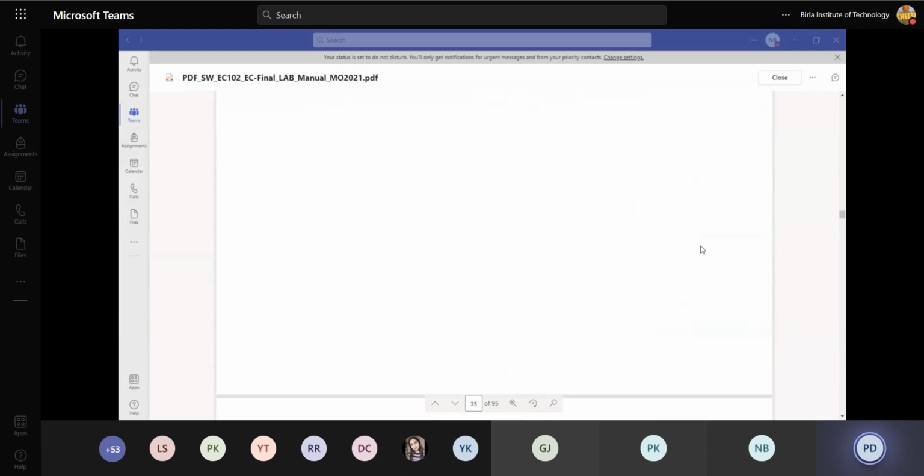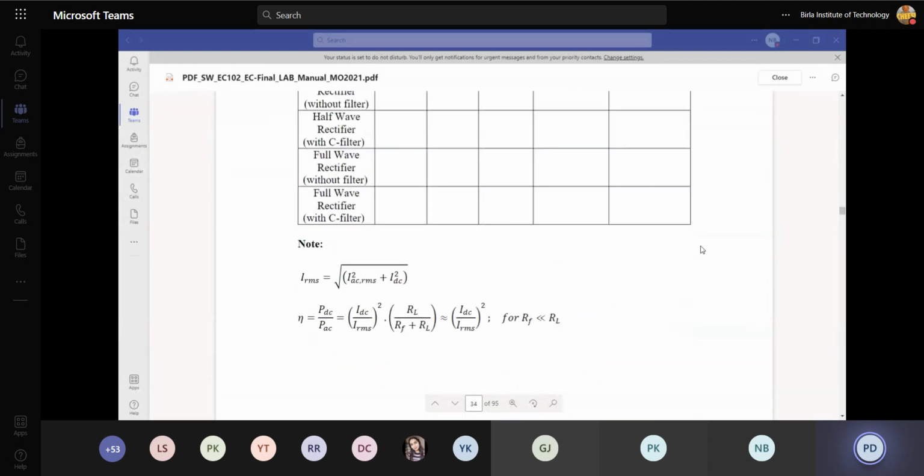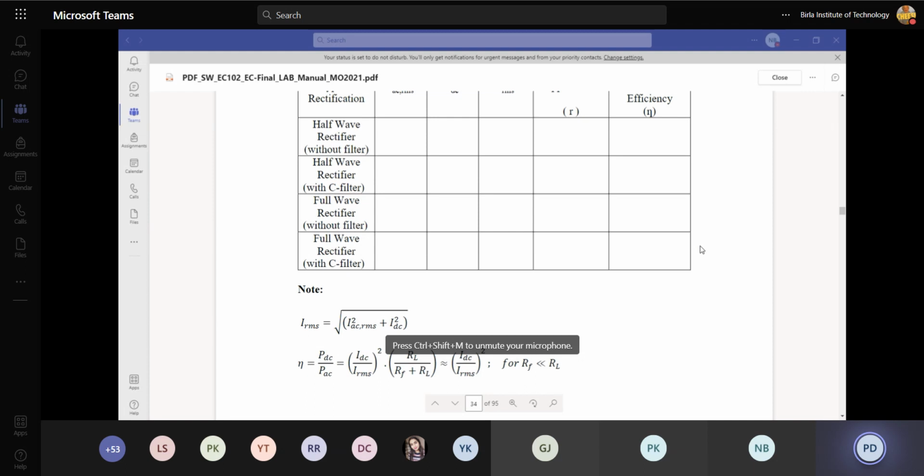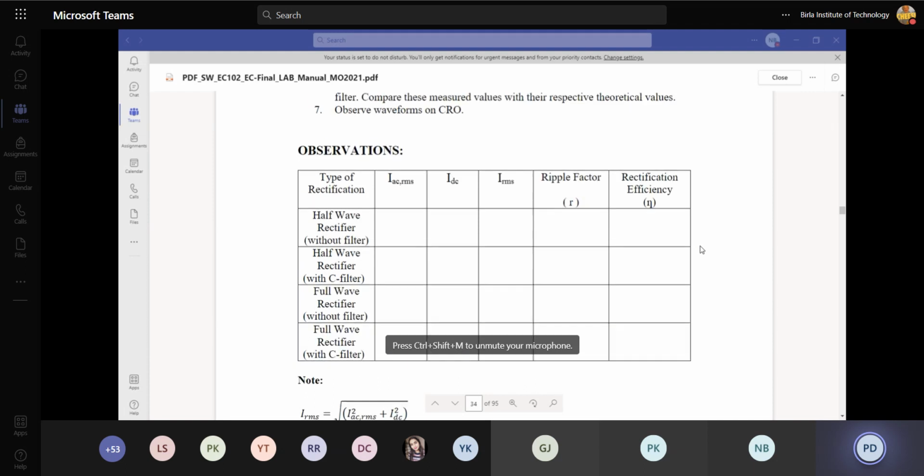Practically, what is the efficiency that you need to calculate? And likewise the ripple factor. If you want to calculate the ripple factor, it indicates how much AC content is there in your waveform, the ripple. So in the half wave rectifier circuit, more AC content is there.